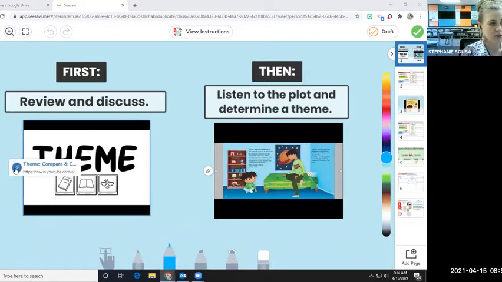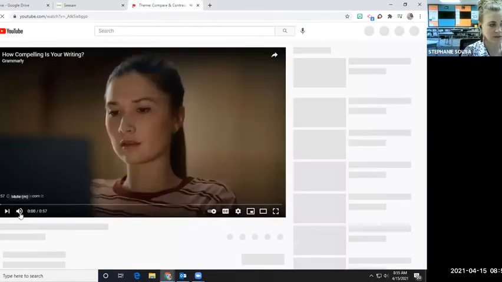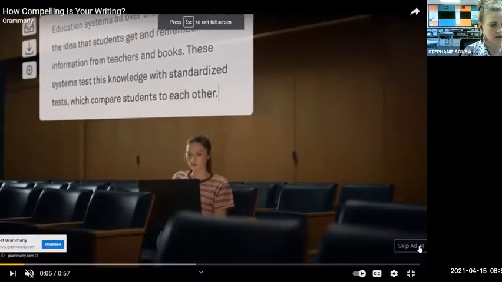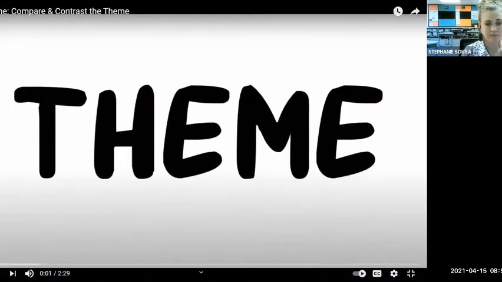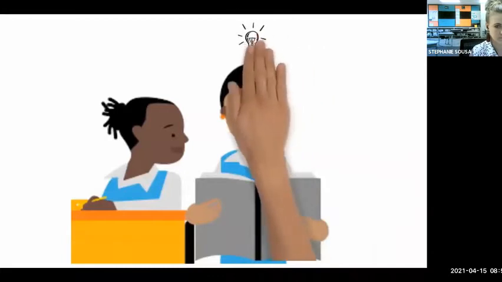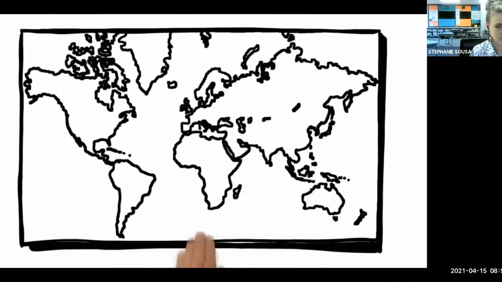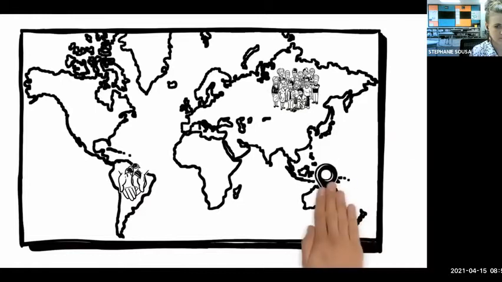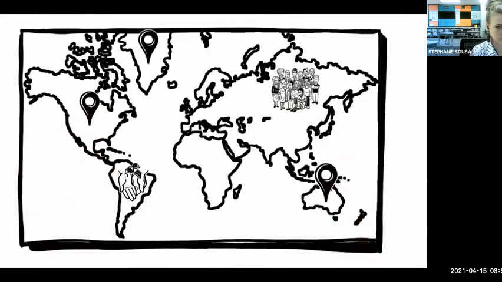Before we start, I want to review what theme is. So let's take a look again at how you can compare and contrast themes. Theme is an important part of understanding what we read. When a reader identifies a theme, he or she discovers the meaning or message of the text. The theme may describe the people, life, or the world in which we live. Theme knows no boundaries and can be understood by many cultures.